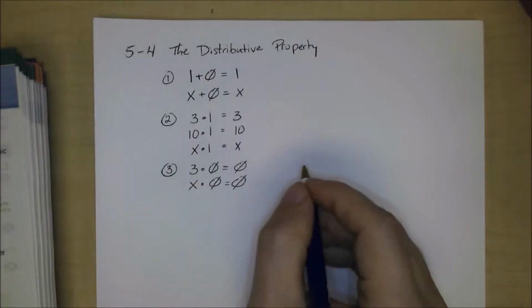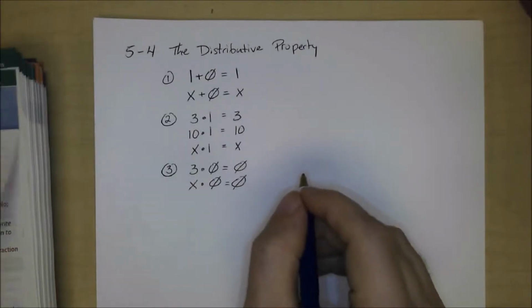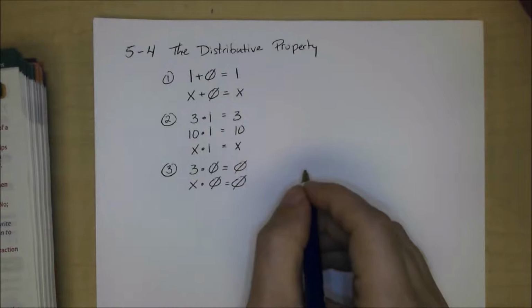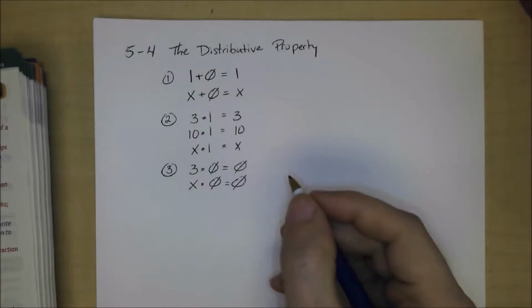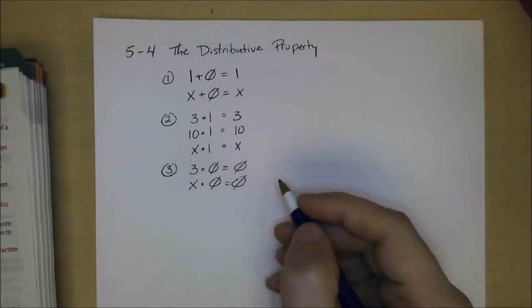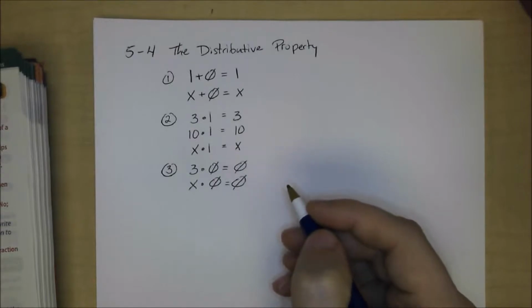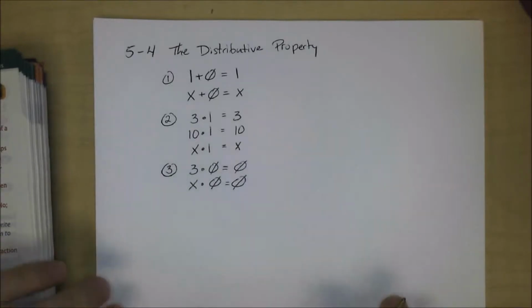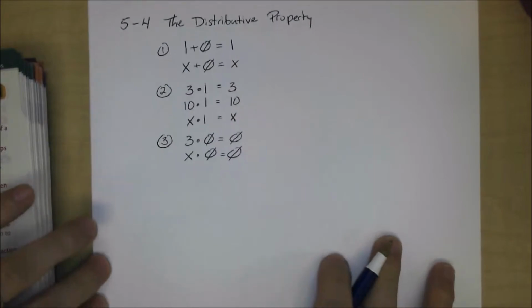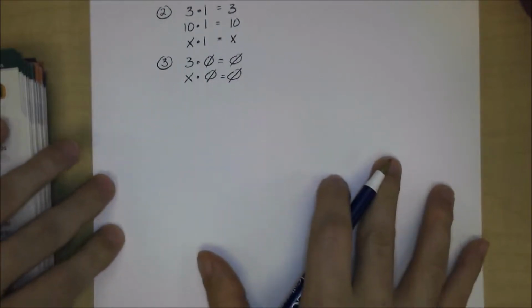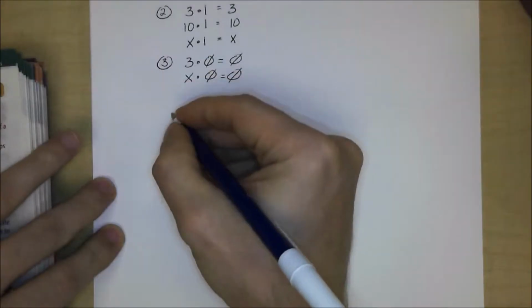So now that we have that out of the way, let's go ahead and take a look at the distributive property. So basically the distributive property states that if you're going to multiply the sum or difference by a number, you have to multiply each term inside the parentheses by the number on the outside. So let me just show you what that actually looks like.